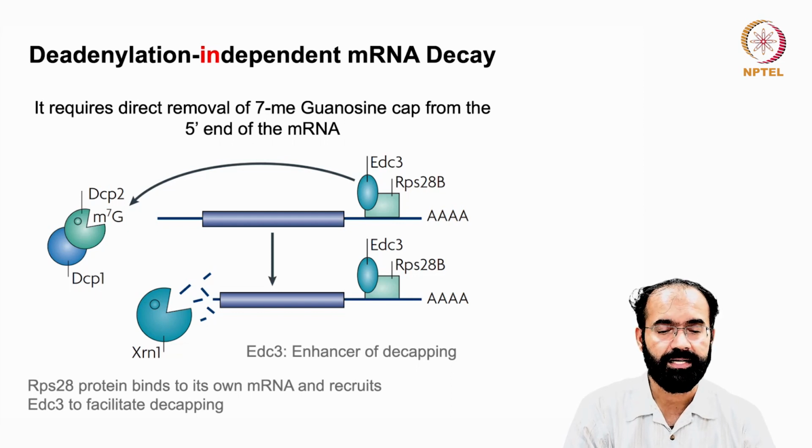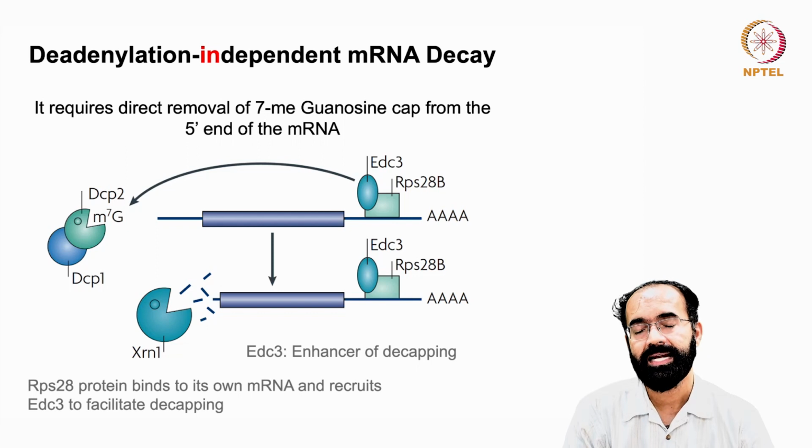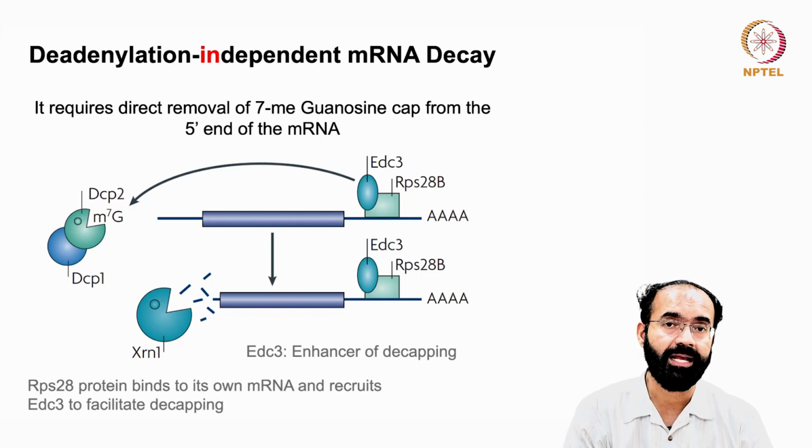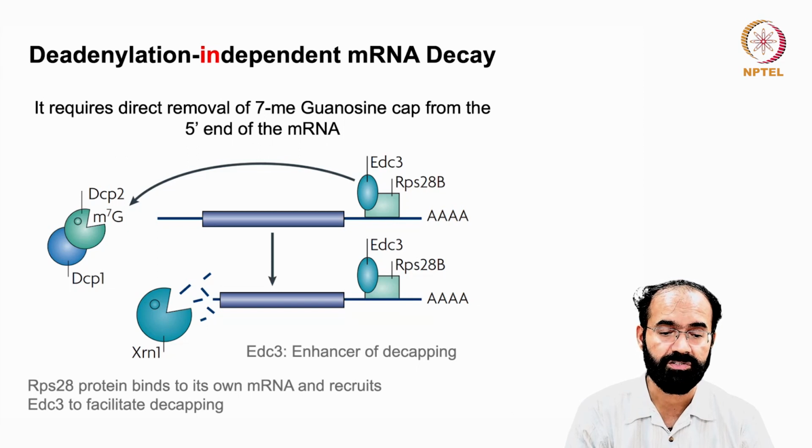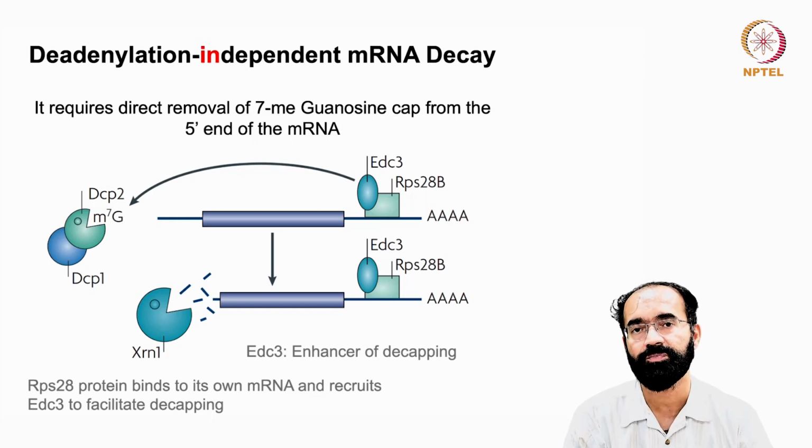So the EDC3 protein's name is enhancer of decapping. That means when EDC3 is found, it will attract the DCP1, DCP2 complex, and the moment the DCP1, DCP2 complex has come to the 5' end of an RNA, the cap is lost, and once the cap is lost, XRN1 will find it an attractive substrate to cause degradation. RPS28 protein binds to its own mRNA and recruits EDC3 to facilitate decapping. This is a kind of autoregulation.